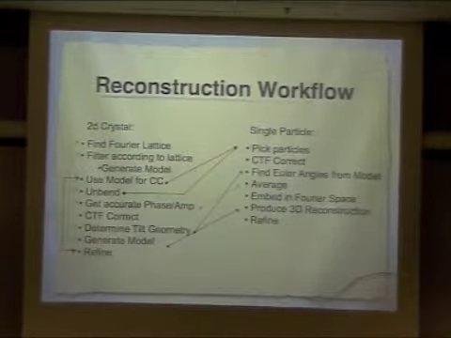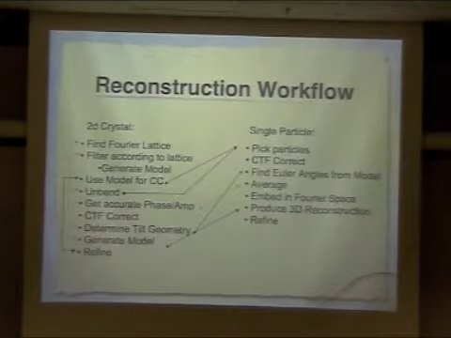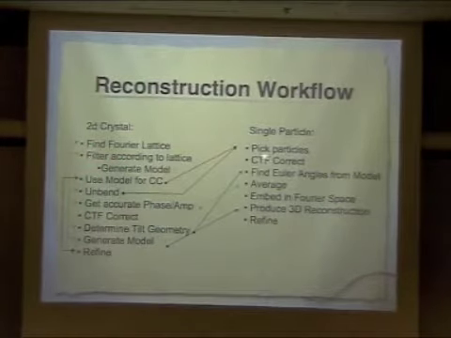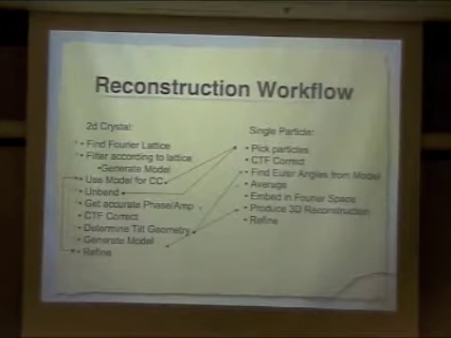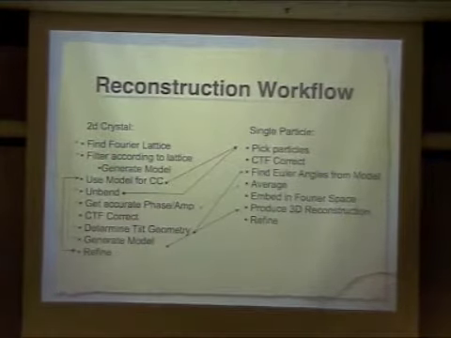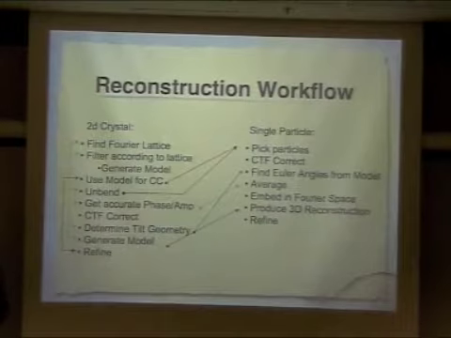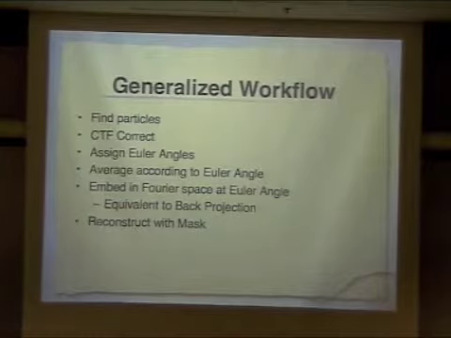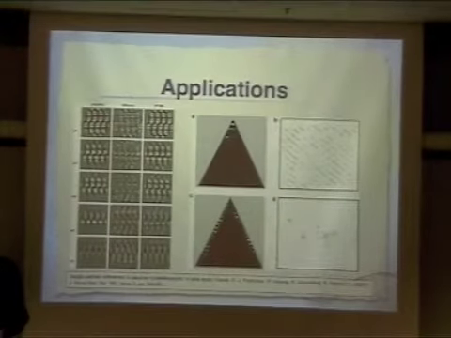Refining is really identical here also in the sense that we generate a model, we go back and we use that to refine particle picking, the lattice finding, that kind of thing. Actually we don't refine the lattice, but in any case, it's very similar to the refinement in the workflow. So you could, in principle, think about what is it we're actually trying to solve here. We're trying to find our particles, we're trying to do CTF determination and correction, assign some Euler angles, it's not actually really a problem in our case, and then average appropriately, embed in Fourier space appropriately, and then reconstruct with a mask. And I'll just go over a couple of quick applications.